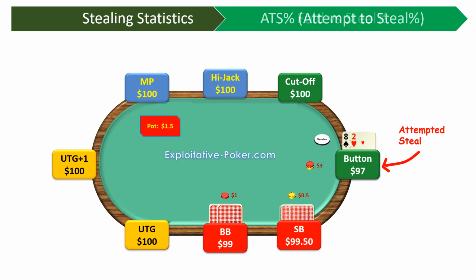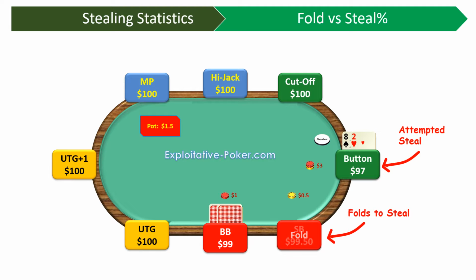The fold versus steal percentage measure represents the percentage of time a player folds in the blinds when a player raises from late position. This statistic is useful for players in late position in deciding whether to steal the blinds. If the blinds fold versus steal percentage is high, the players in late position can consider stealing with a weak range. Conversely, if the blinds fold versus steal percentage is low, the players in late position will need a stronger range to steal with.